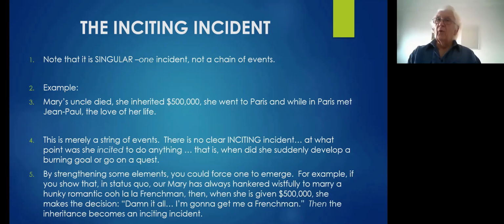Now, we can force an inciting incident to emerge. For example, if you show in her opening status quo that our Mary has always hankered wistfully to marry a hunky, romantic ooh-la-la Frenchman, then when she comes into this 500,000, she makes a decision. Damn it, I'm gonna get me a Frenchman. Then that inheritance does become an inciting incident.